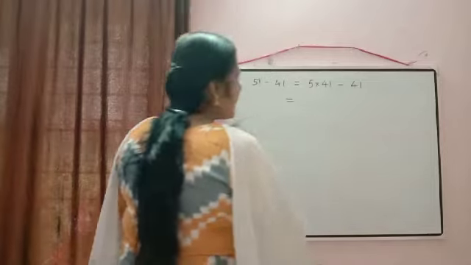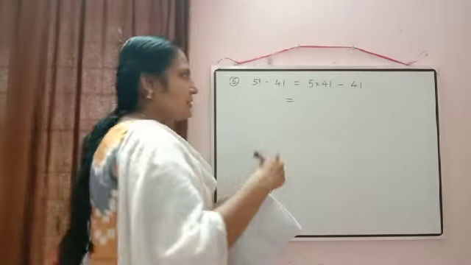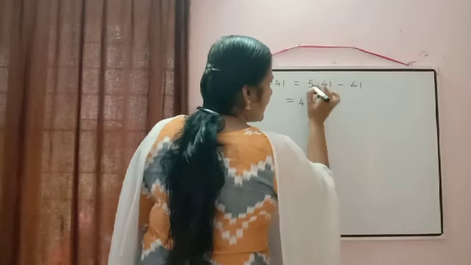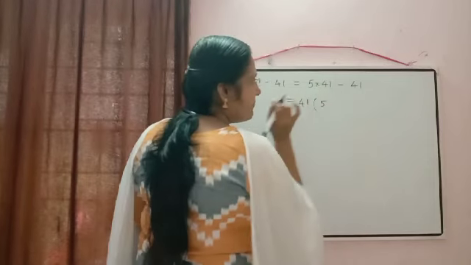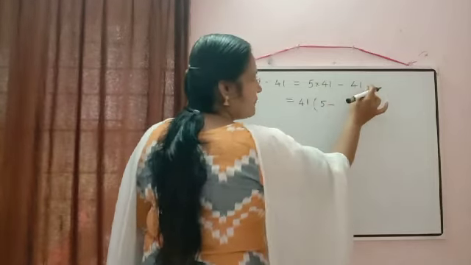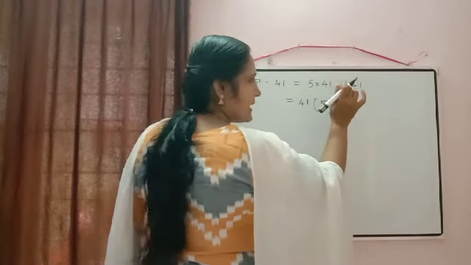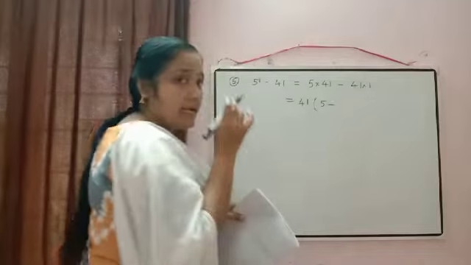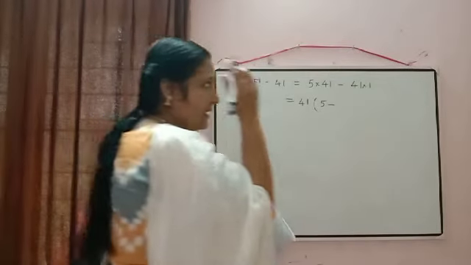Now what is the common factor here? 4 factorial. So take it outside. 4 factorial taken common. Inside the bracket what will remain? 5 will remain, minus sign. 4 factorial we took outside, so nothing is there. Whenever we take a common factor outside, if nothing is left, we write 1 there.